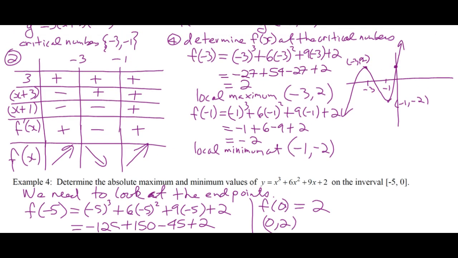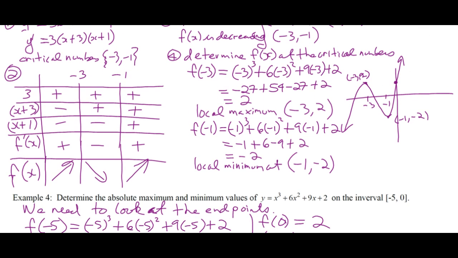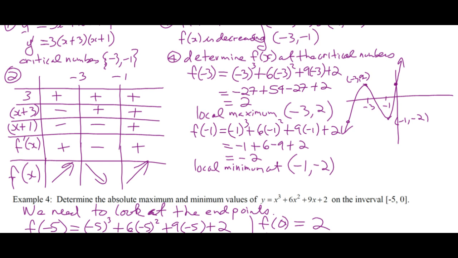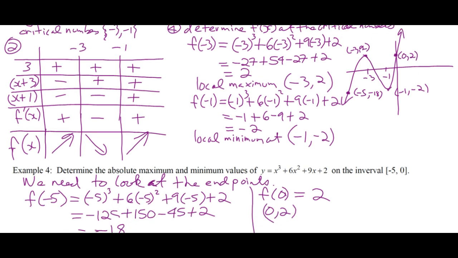So now we put everything together, right? So we say, okay, I have the point -5, -18, and I have the point 0, 2. Okay, and this is all we're interested in, right? So now our function, there's no more arrows on there. Our function begins and ends.